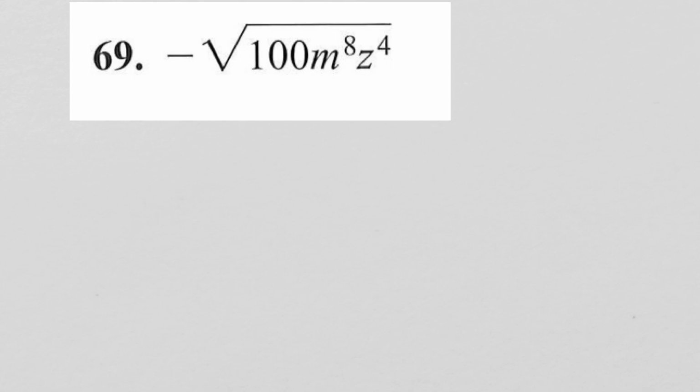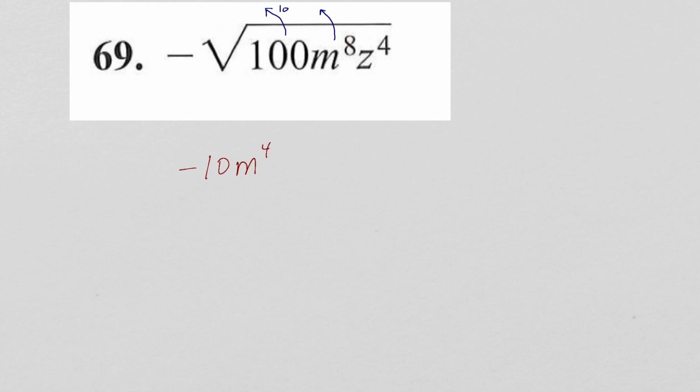Okay, so this negative is just sitting there, but when we bring out the 100, we square root it and we get a 10. And then any item that has an exponent, when you bring it out, you divide the exponent by the index. So this is going to be 8 divided by 4. So far we have a negative 10 that came out, and then we're going to have m to the 4th power because we divide the 8 by the 2.